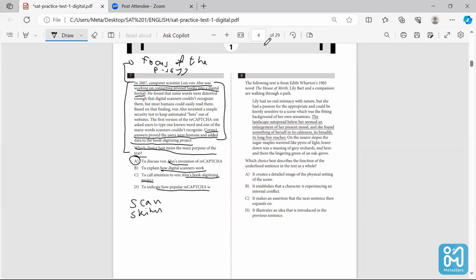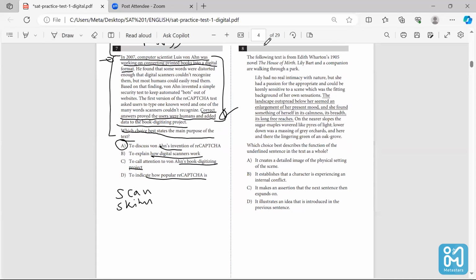This is kind of a question where they ask you for the main purpose of the paragraph. To answer this question, guys, you have to read the first paragraph and the last one. I'm sorry, the first sentence and the last sentence. That's my point about this question.